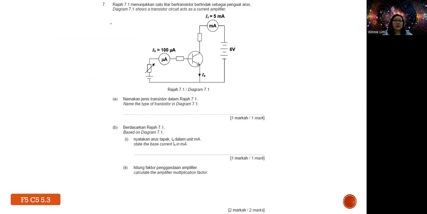So for question 7, this question now is on the electronics topic, transistor.